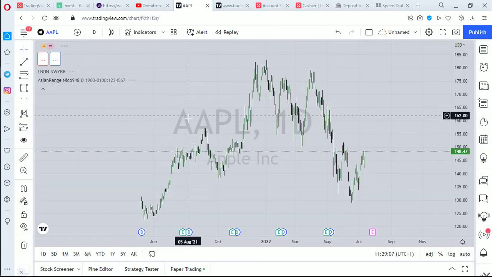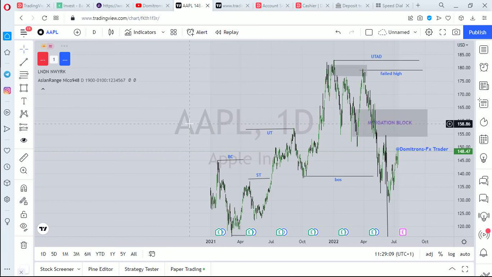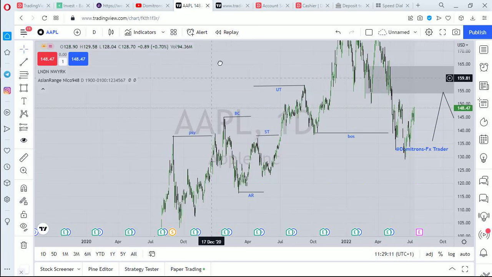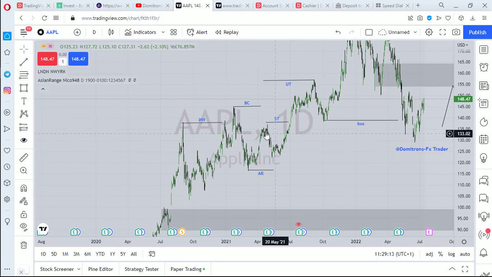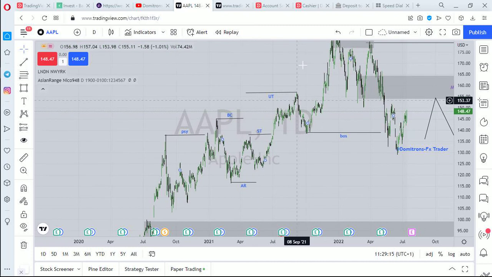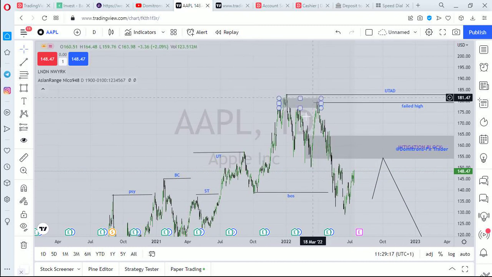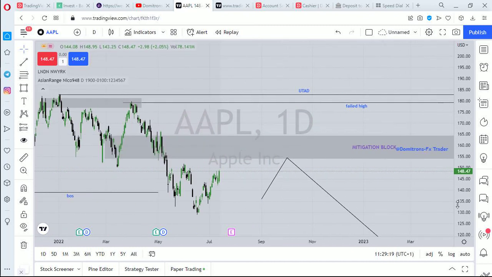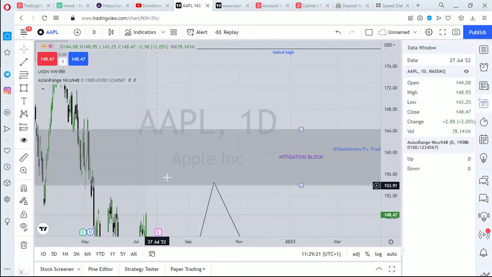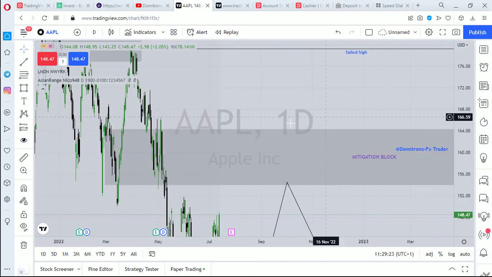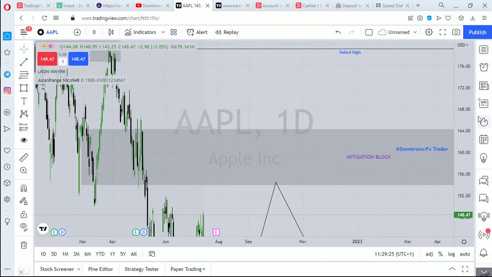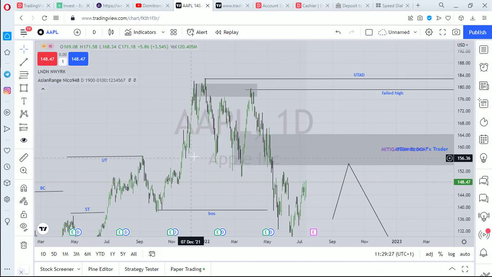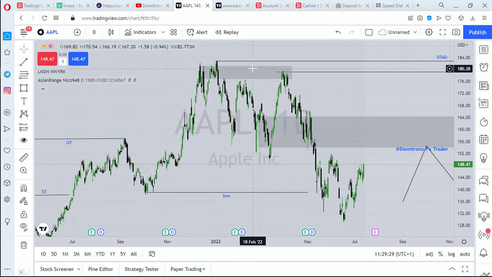Yeah, same thing seen on the Apple stock. I have my PSY, buying climax, ST, UT, and I have my UTAD right there. And what am I looking at? I'm looking at a mitigation block also, right? Now this almost looks similar to Tesla, but what happened with Tesla is it failed to create a UT, right?